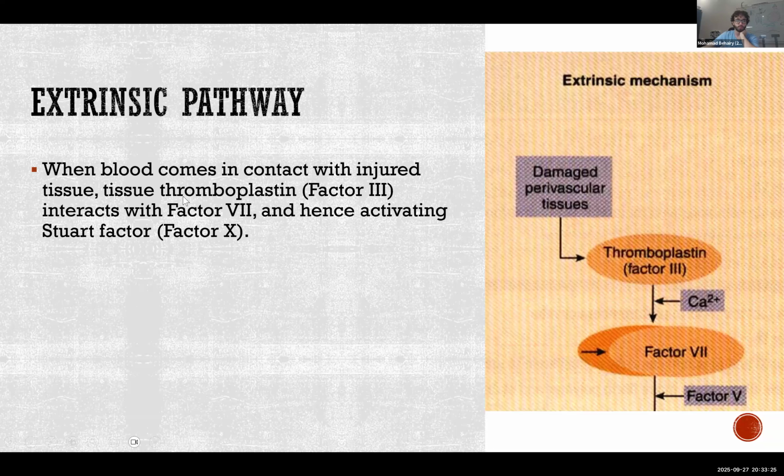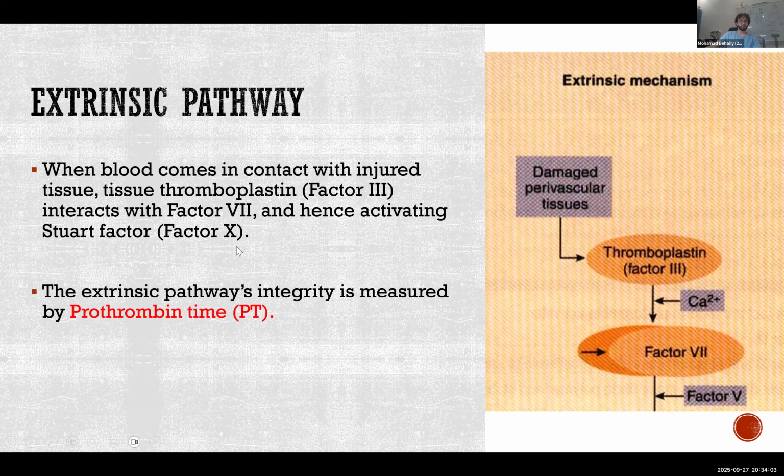We said when blood comes into contact with injured tissue, thromboplastin... someone asked, is thromboplastin tissue factor? Yes, it is. Tissue thromboplastin is basically another name for the tissue factor, which is factor 3. It's going to interact with factor 7. Those two together will make factor 10, which is the common pathway. Another name for factor 10 is the Stewart factor. It's just another name, guys. Nothing too deep. As you can see here, damaged tissue, factor 3, tissue factor. Through calcium, it will be able to bind to factor 7, and then they will give us factor 10.